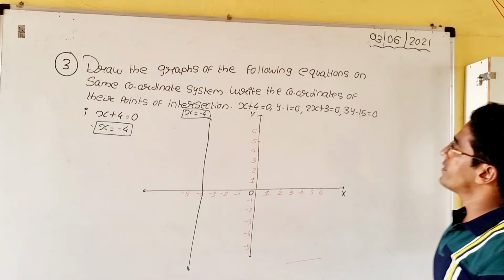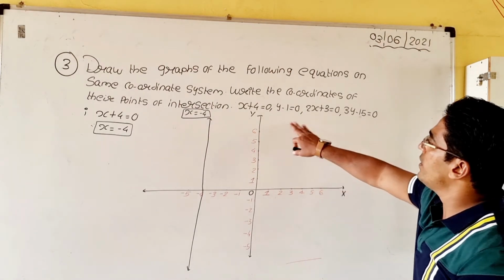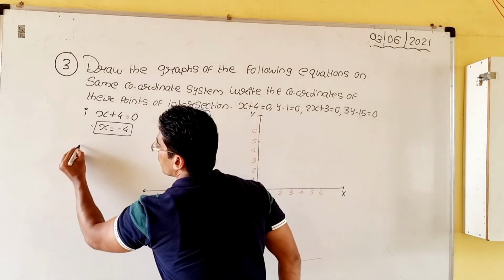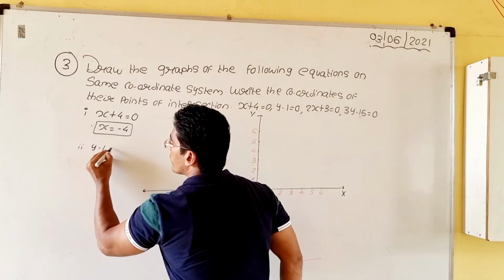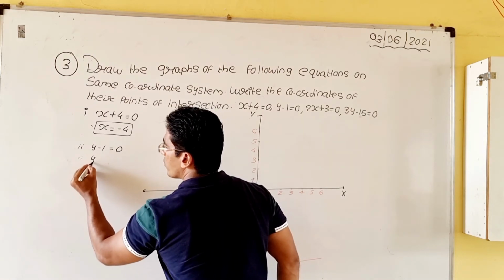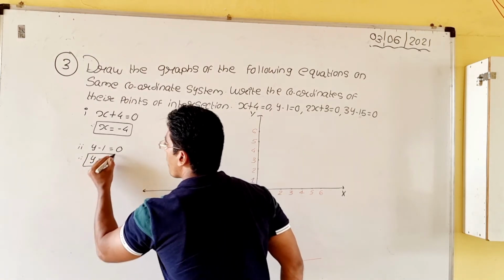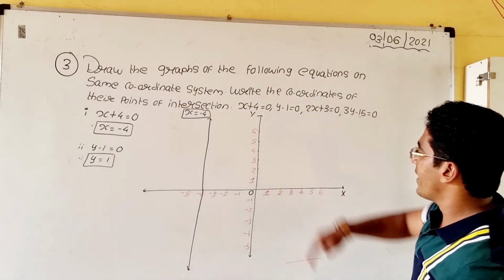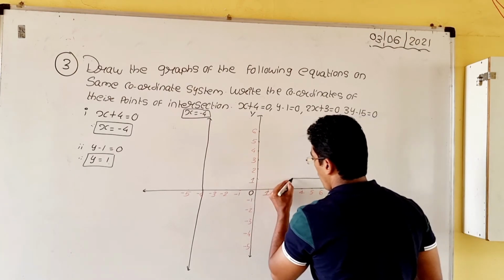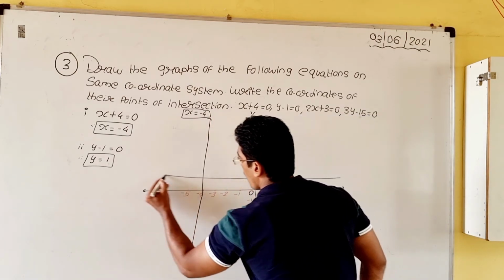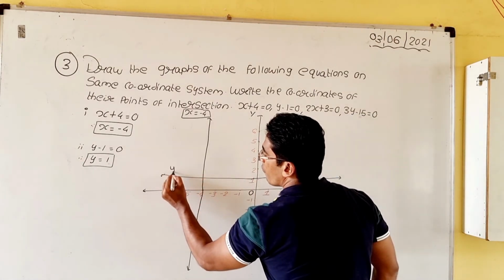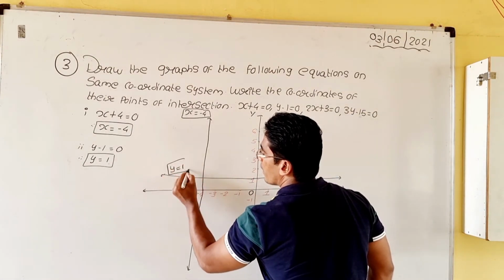Now, let's see the second equation. What is the second equation? y minus 1 is equal to 0. Again, minus 1 will become plus 1. So, y is equal to 1. Now, let's consider on the y-axis, y is equal to 1. This is the graph of the equation y is equal to 1.